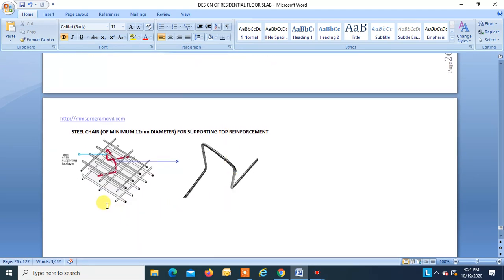This is one important information. Steel chair. Okay, at least a minimum of 12 mm diameter is used for supporting the top reinforcement. Okay, so this is your bottom reinforcement, this is your top reinforcement. So to keep the top reinforcement in position, you have to provide a chair like this. Okay, mild steel, usually torsteel is used to make this chair. Okay, this is the magnified image of this, right? So this keeps the top reinforcement in position, right? So this is very important.